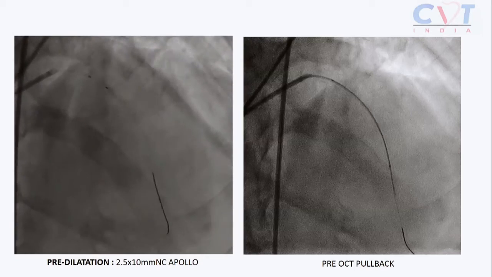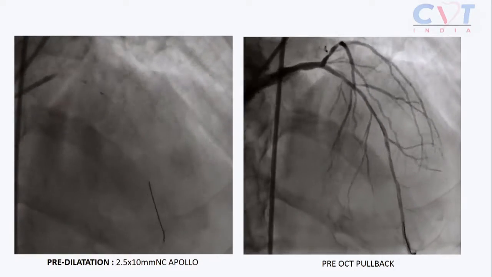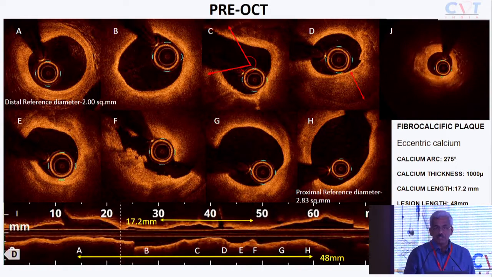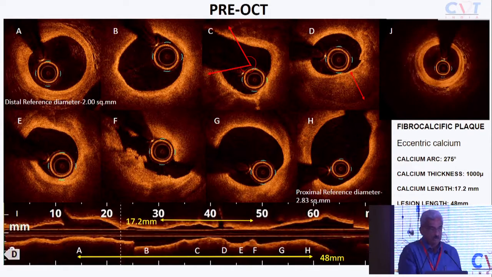What do you do in a scenario like this? It's a straightforward case. We do a pre-dilatation just to get the OCT down the artery, and then you do an OCT pullback. Now, I just want you to see all these pictures, and this will tell you how to manage this patient.